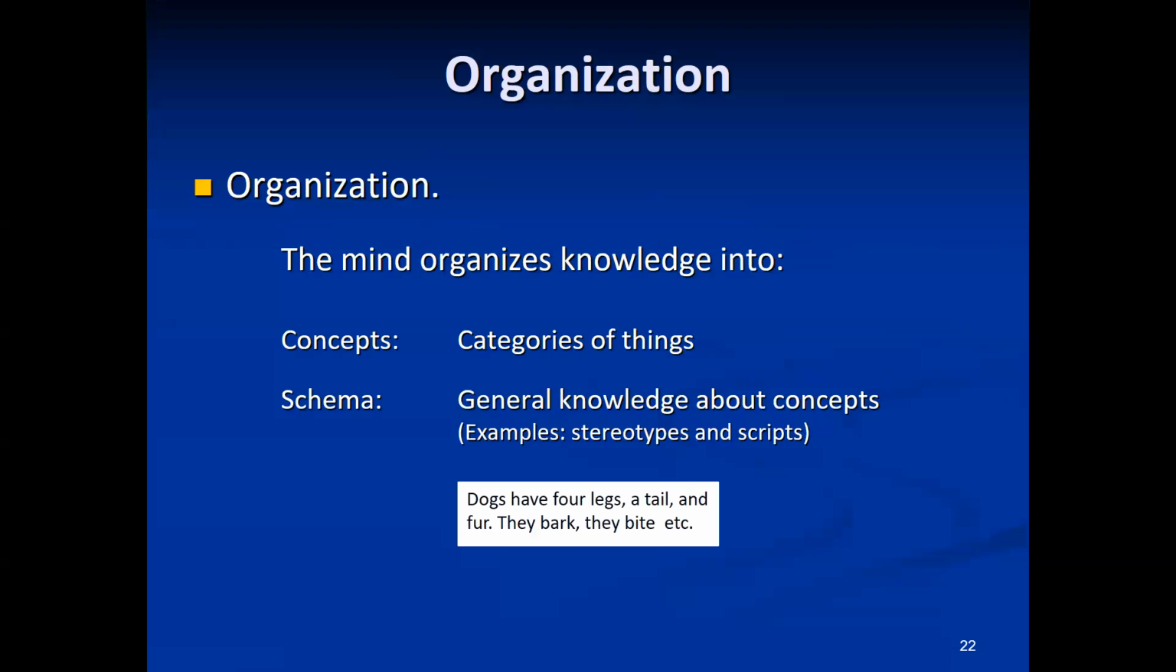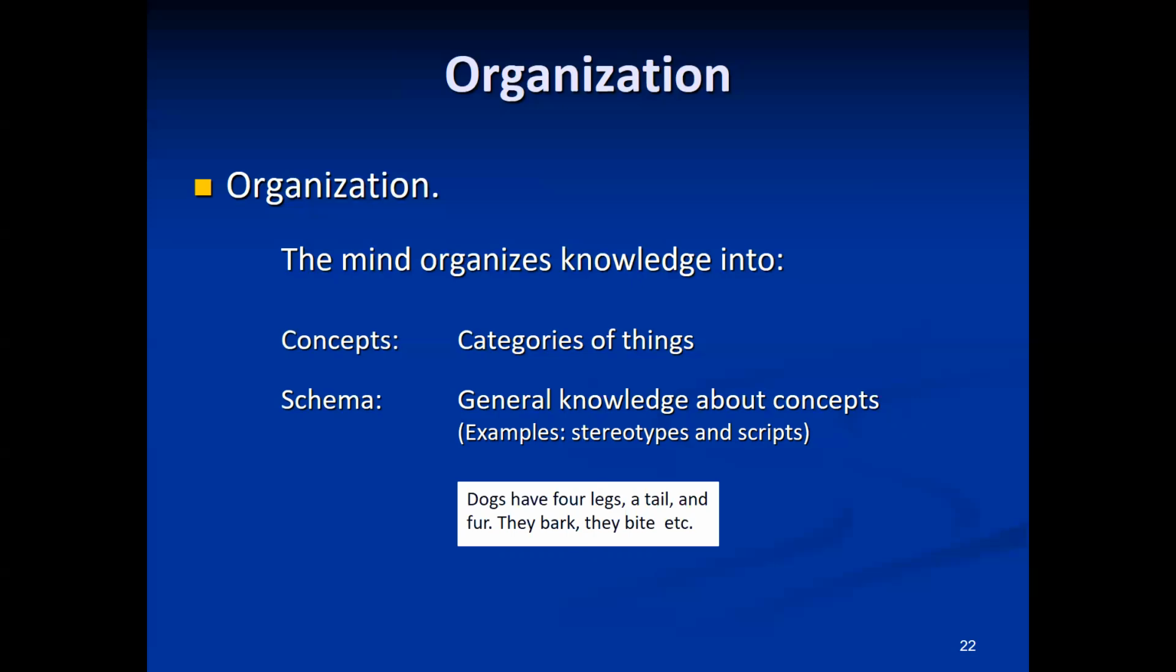Everybody has schema which accompany their concepts. A schema is a collection of basic knowledge that we have about a concept. For example, basic knowledge that we all have about dogs is that they have 4 legs, a tail, and fur, and also that they bark.